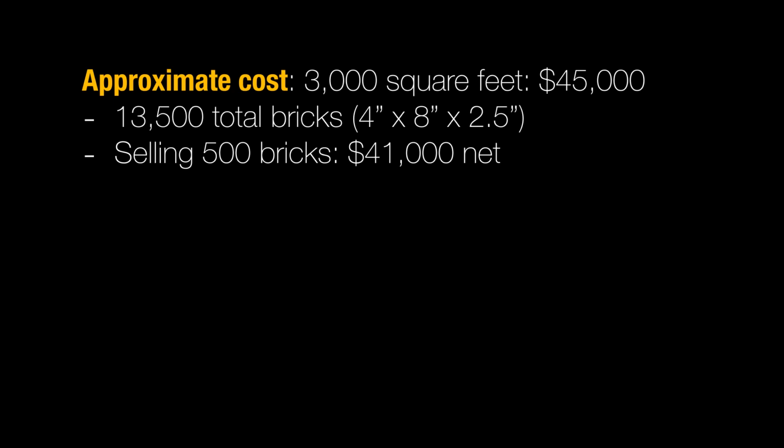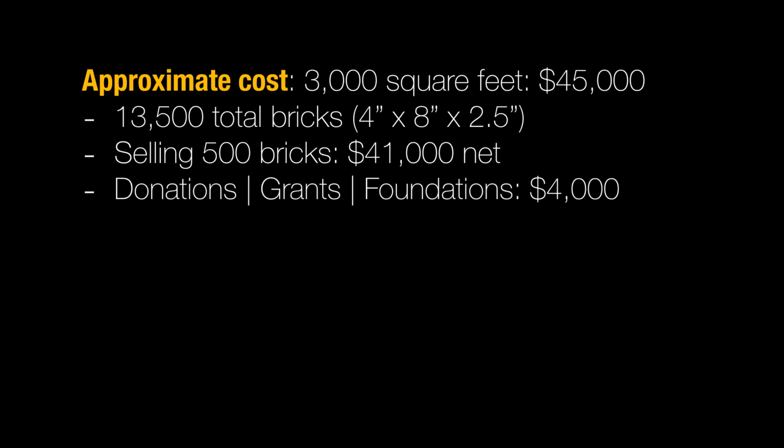And in this case, I didn't even do the example I showed you before. We just sold 4x8 inch bricks. We didn't do 8x8s and 12x12s. But then you might say, so now if you just sold 500 bricks at $100 a piece, there's your net, $41,000. You'd only need $4,000 more, and you'd have the whole plaza ready to go. That's pretty cool.